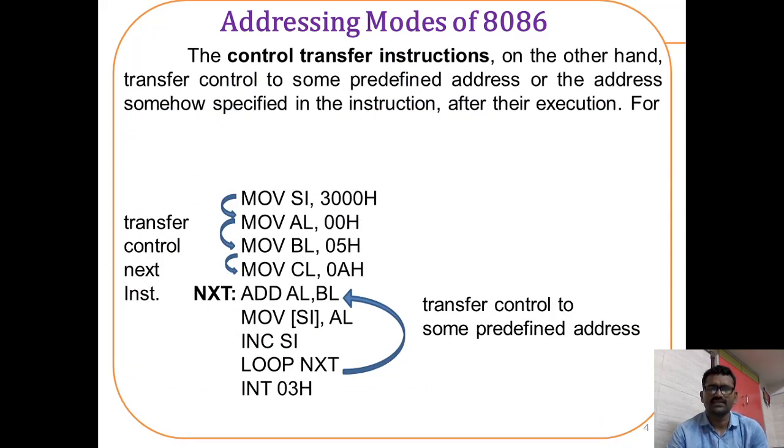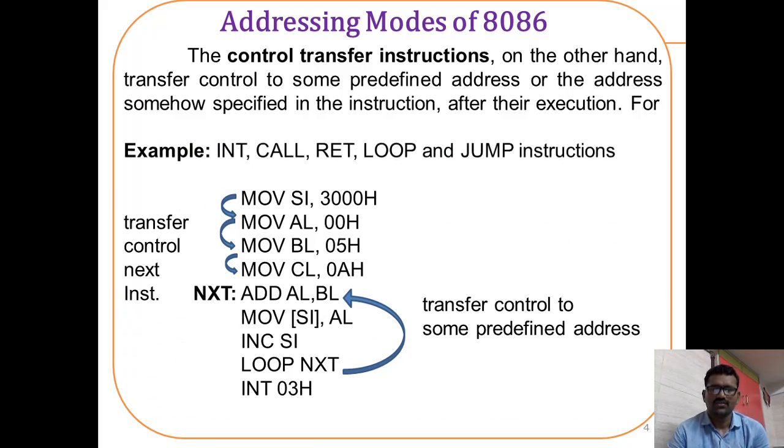Coming to the control transfer instructions, on the other hand, they transfer control to some predefined address, or an address somehow specified in the instruction, after their execution. For example, INT, CALL, RET, LOOP, and jump instructions. You will see in this program, up to MOV CL it is sequence, and up to INC SI it is sequence. After execution of LOOP, the control will be transferred to the label NEXT and it will execute those instructions. Actually in sequence INT 03 is there, but the microprocessor will not execute this one, it will go to NEXT. So this is called control transfer instructions.